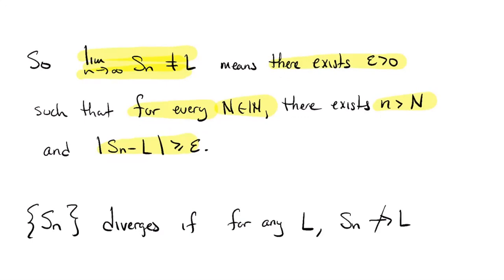Okay. So we're going to use this terminology that S_n diverges if no matter how you pick the L, the limit of S_n is not L. That's the analog of the limit notation. I just put a line through the approaches arrow: S_n does not approach L.